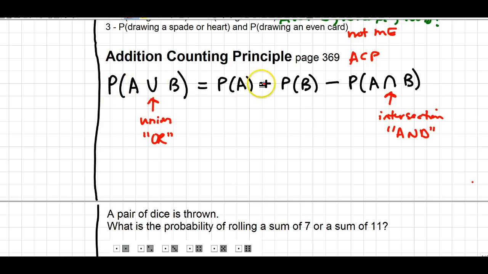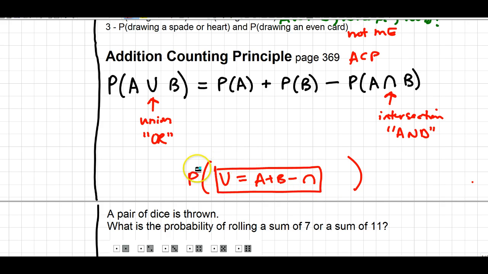Keep in mind that when I memorize this formula, I kind of keep the P on the outside of the whole thing, and I just memorize this. The union is going to be A plus B minus the intersection. So I kind of keep this in my mind, and then I just remember I have to do the probability of all of that. That makes it a little bit easier, a little less messy, and a little less cluttered, and it's much easier for me to remember it that way.